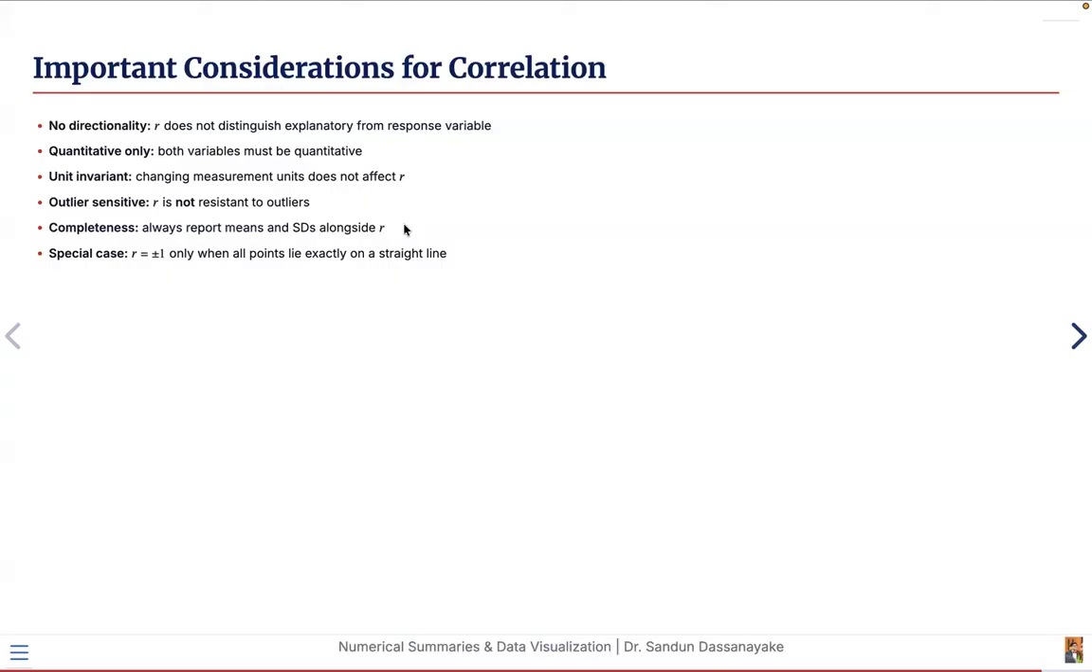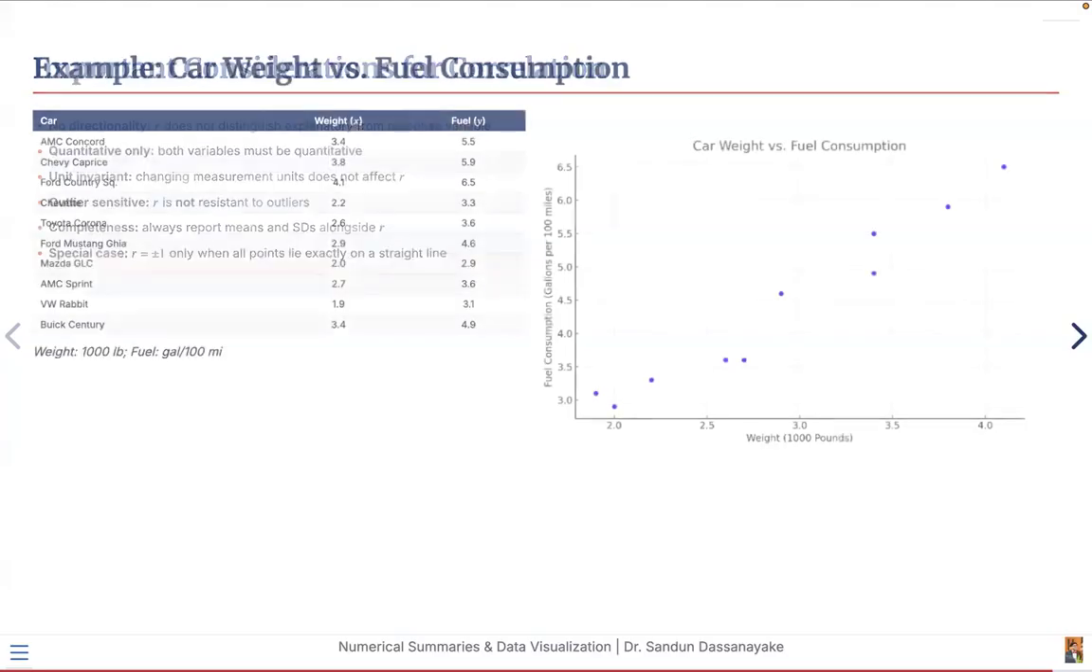Completeness: always report means and standard deviations alongside R, so that readers can understand how your data is spread. Special cases: you get R of -1 or +1 only when all points are exactly on a straight line, which we usually say cannot be observed, because if you are measuring, there will be some sort of measurement error. If you get +1 or -1, you have to look at whether there's an issue with your instruments or your methodology.